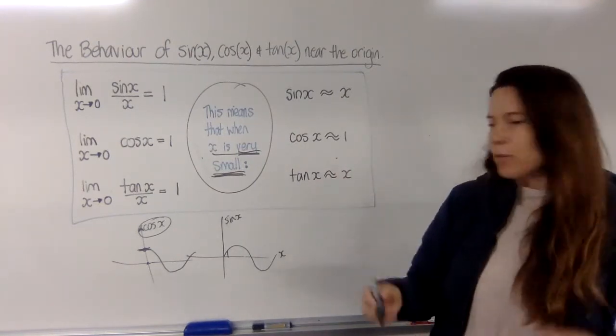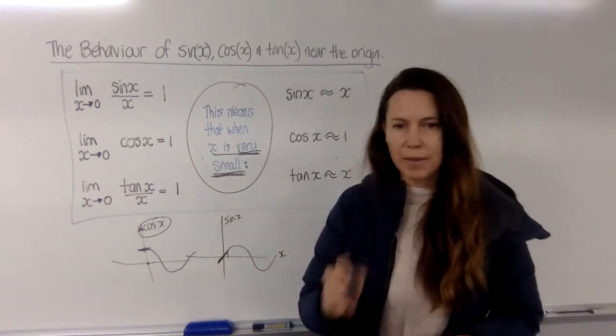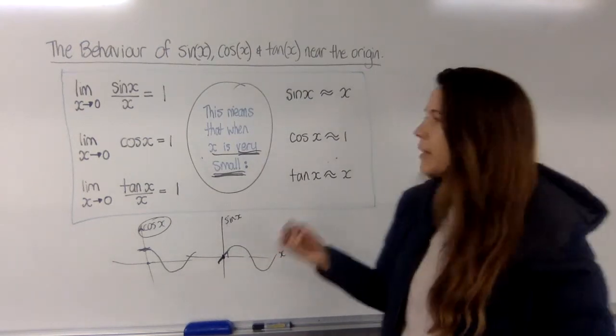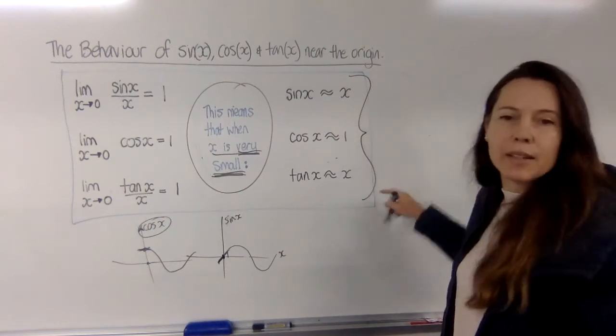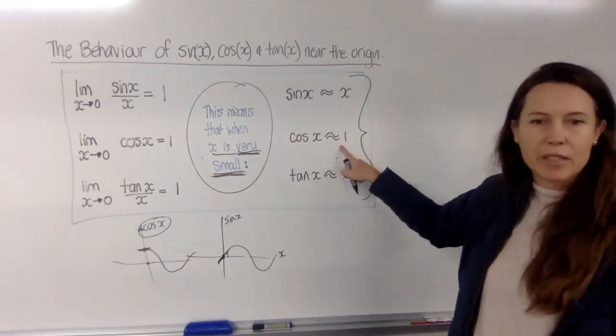Now, you've taken my word for it that sine x and tan x have a gradient of 1 as they cross the origin here. We'll prove that later. But let's also have a look at another proof that proves these identities. Now, in our proof, you'll see one that looks a little bit different than this.